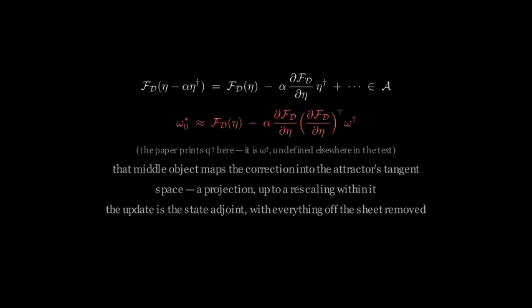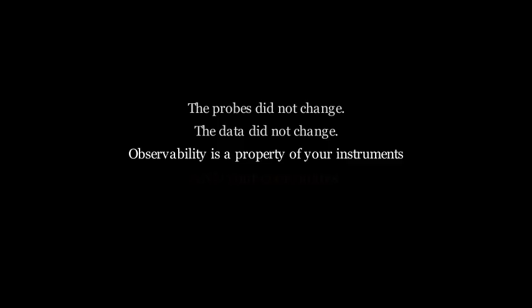Same measurements, same physics, a different set of directions to spin them on. That is the sentence the whole paper is built on. So let me say it plainly. The probes did not change. The data did not change. What changed is the basis you expand in. Observability is not a property of your instruments alone. It is a property of your instruments and your coordinates together.